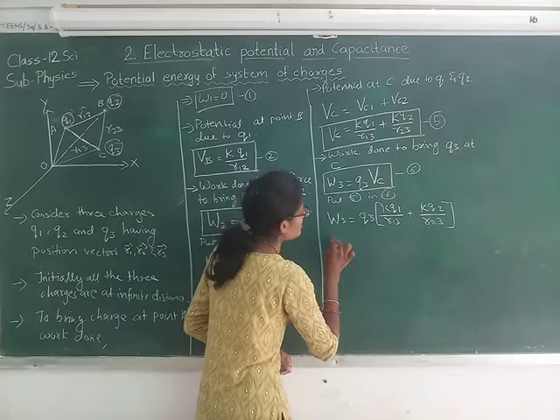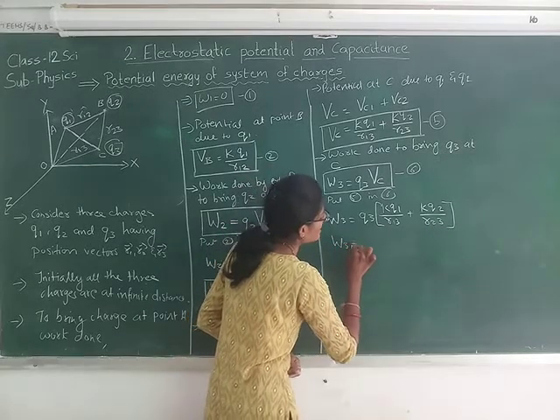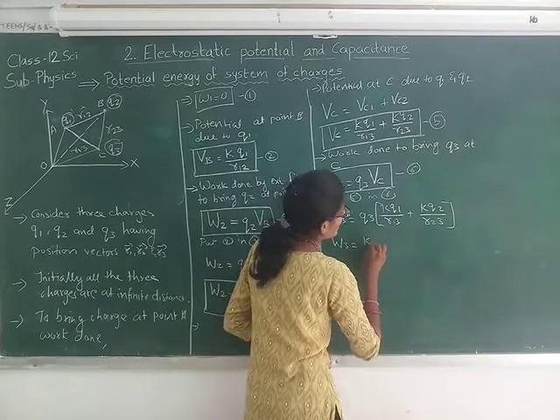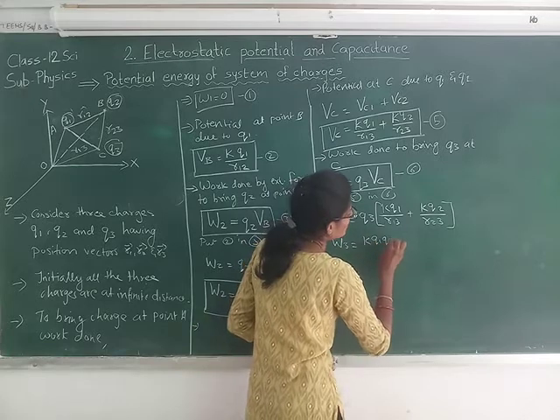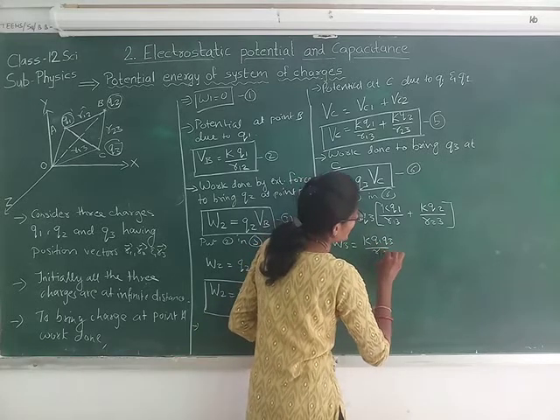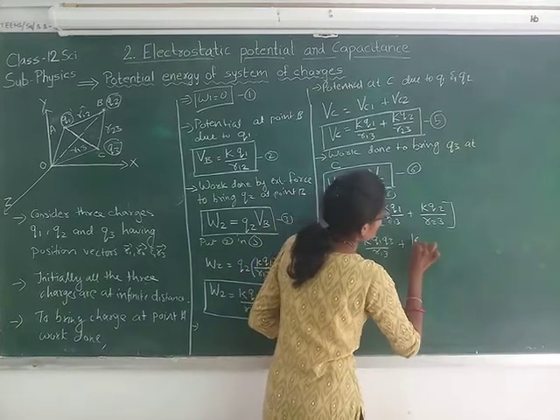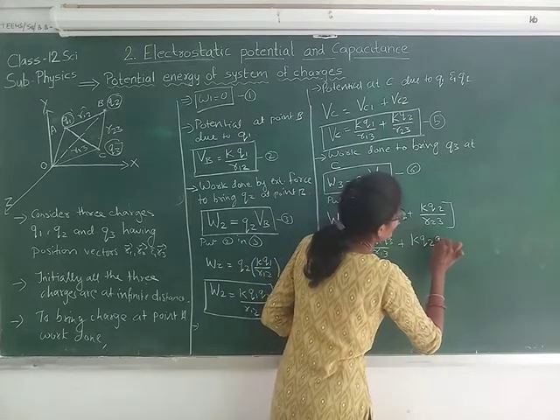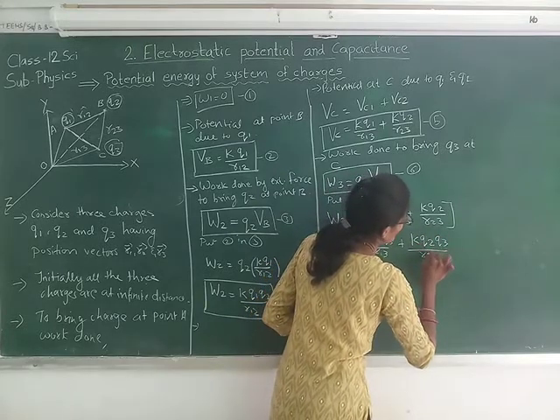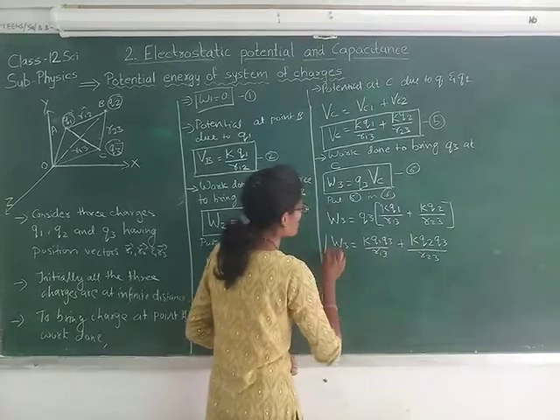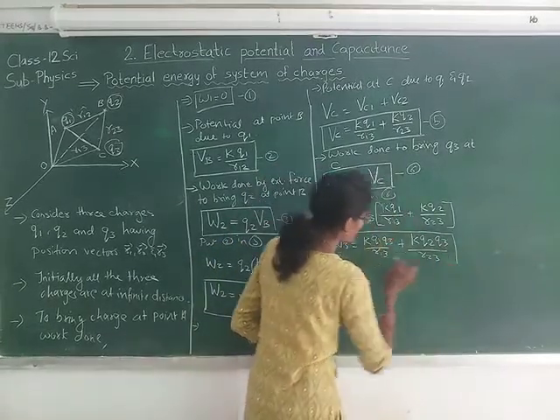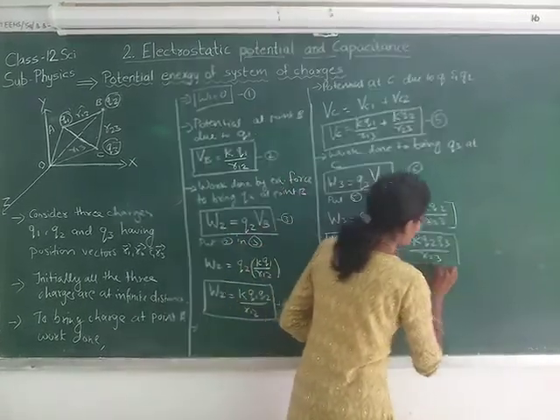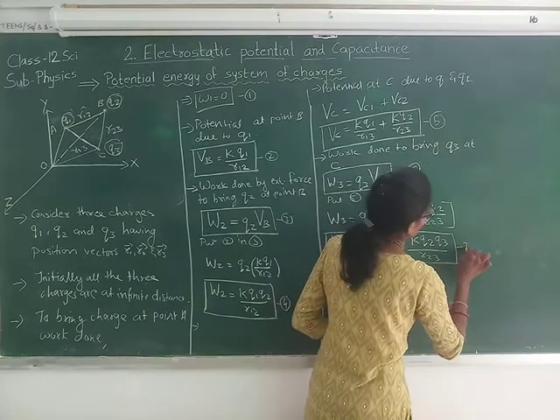When we open up this bracket, what we get? W3 equals K Q1 Q3 upon R13 plus K Q2 Q3 upon R23. So this is the work done to bring the charge Q3 at point C.